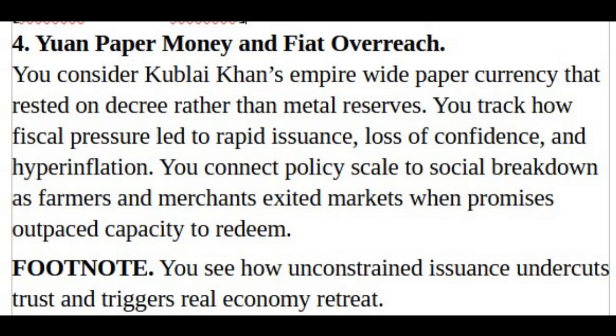4. Yuan paper money and fiat overreach. You consider Kublai Khan's empire-wide paper currency that rested on decree rather than metal reserves. You track how fiscal pressure led to rapid issuance, loss of confidence, and hyperinflation. You connect policy scale to social breakdown as farmers and merchants exited markets when promises outpaced capacity to redeem. Footnote. You see how unconstrained issuance undercuts trust and triggers real economy retreat.